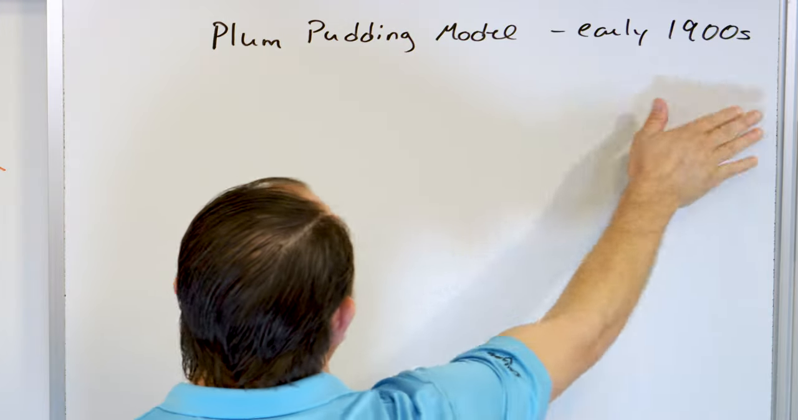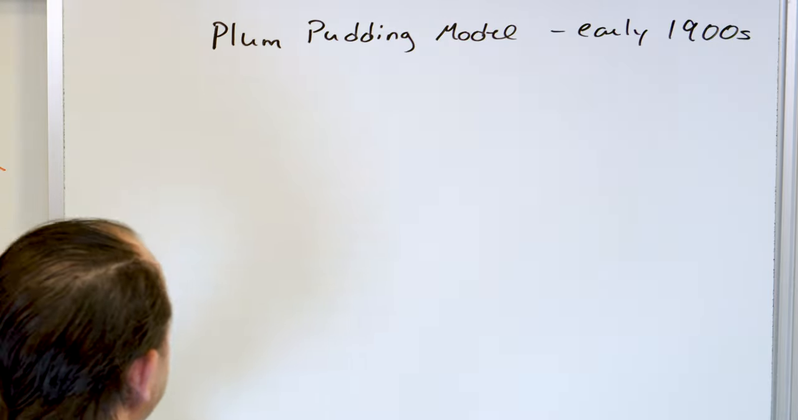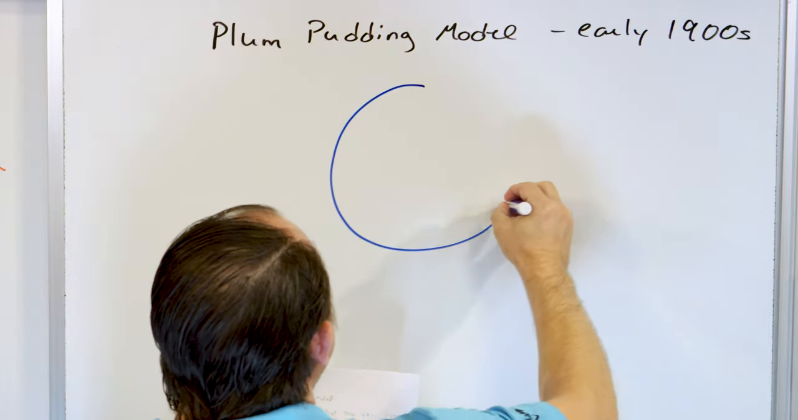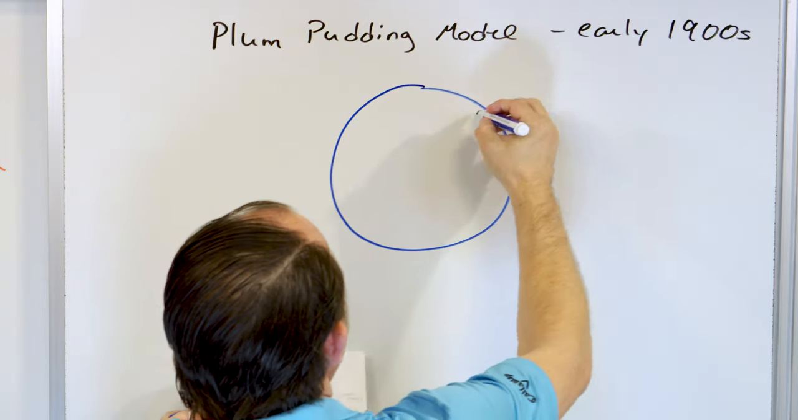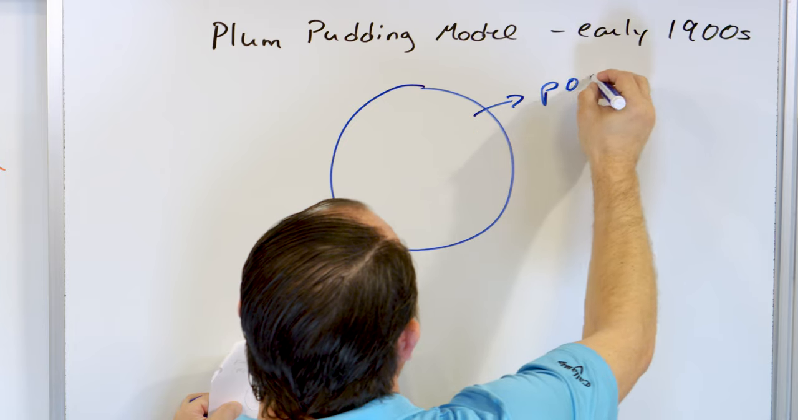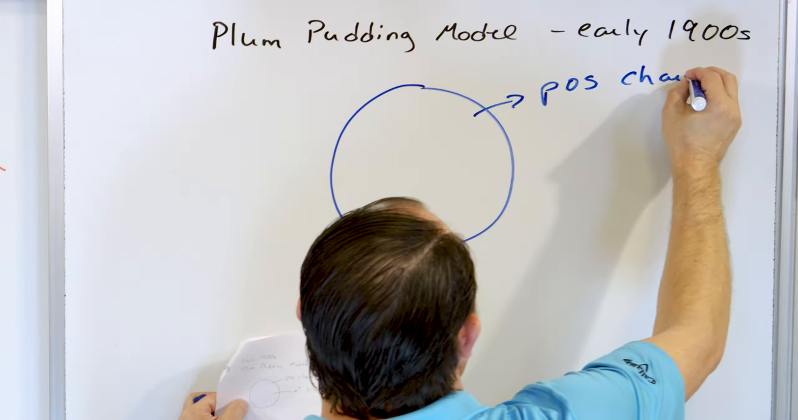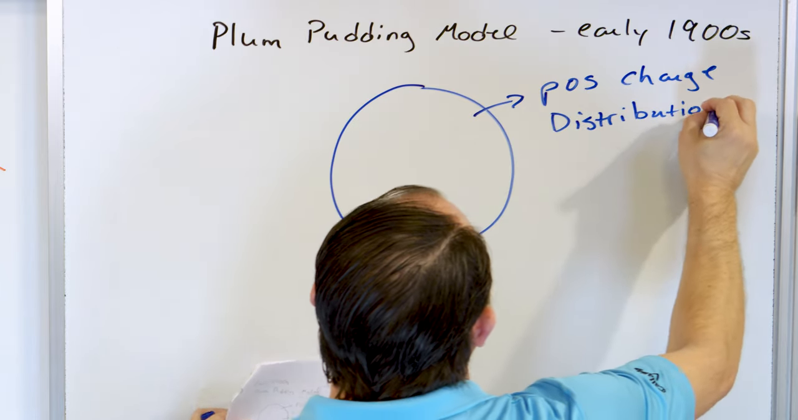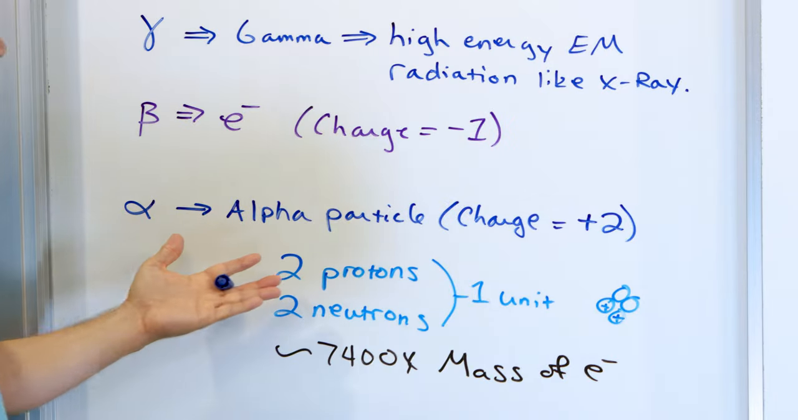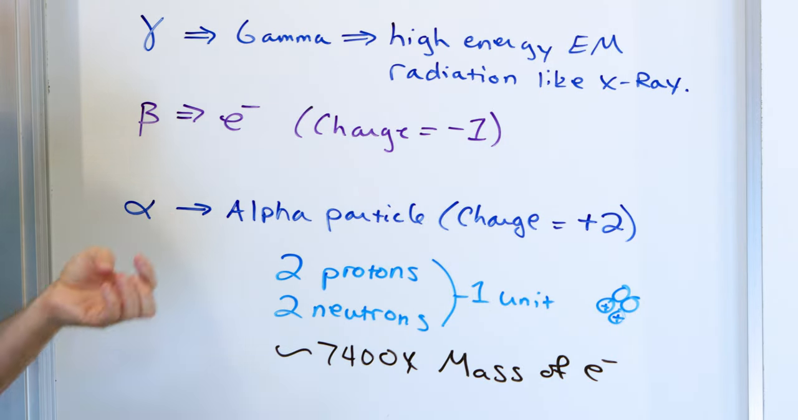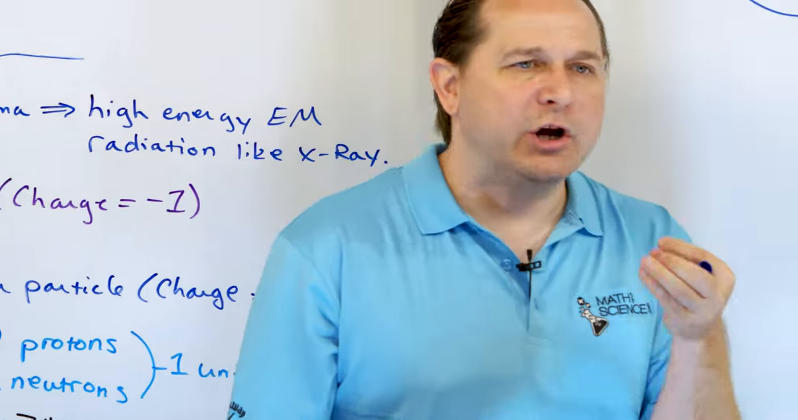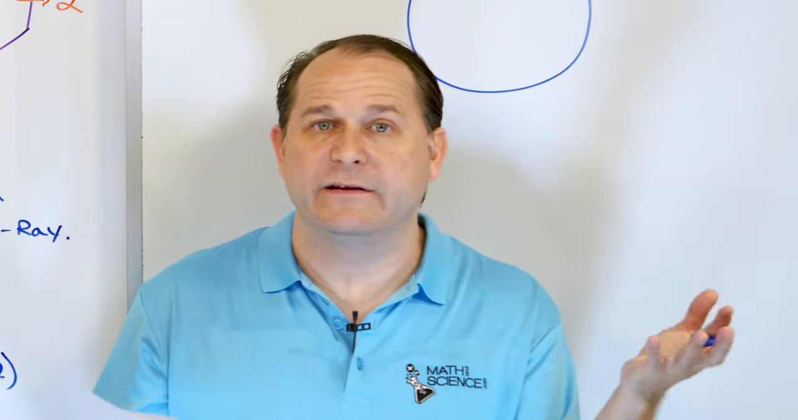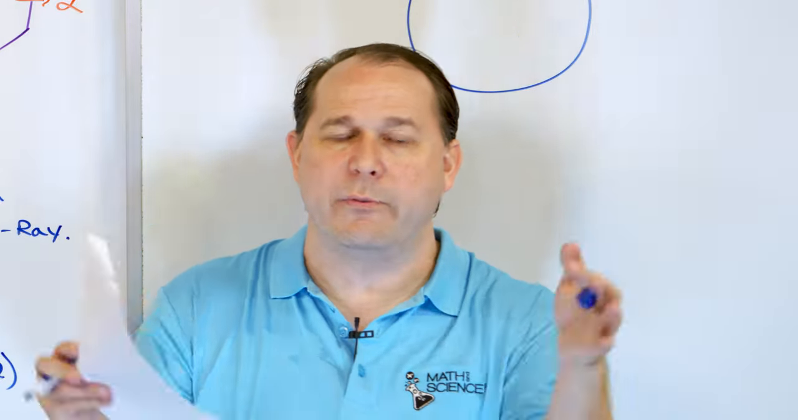So they figured out the plum pudding model, which we now know to be completely wrong, but it was a good idea. What they basically said is maybe the atom is just a circular blob, mostly comprised of the positive charge distribution. The positive charges look much more massive than the negative charges, and we know that lead, gold and mercury are very heavy. So maybe the mass, which is the positive charges, is evenly distributed throughout what we call the atom.